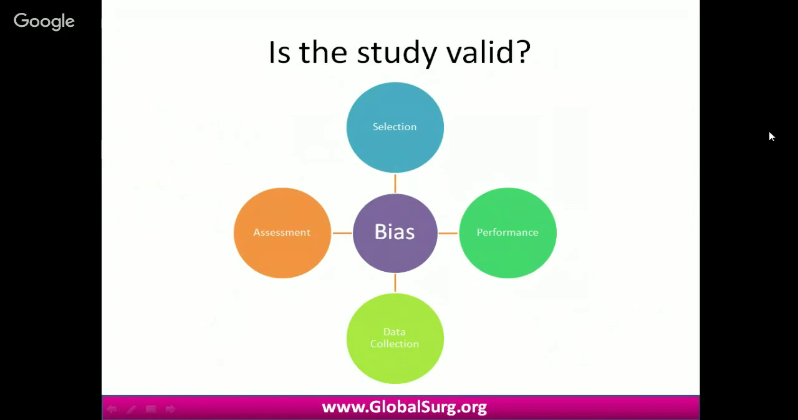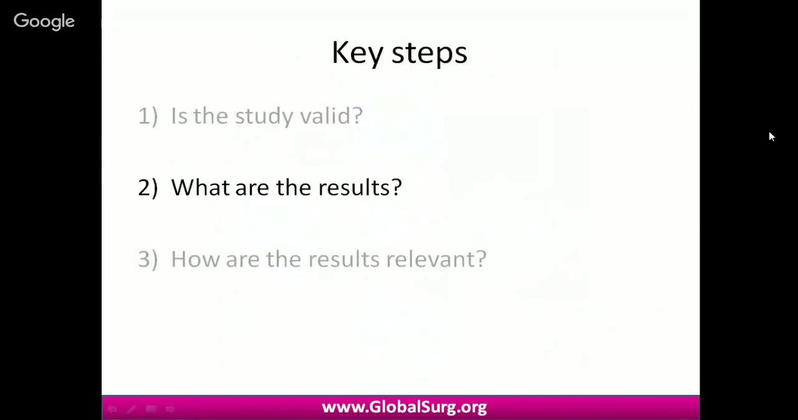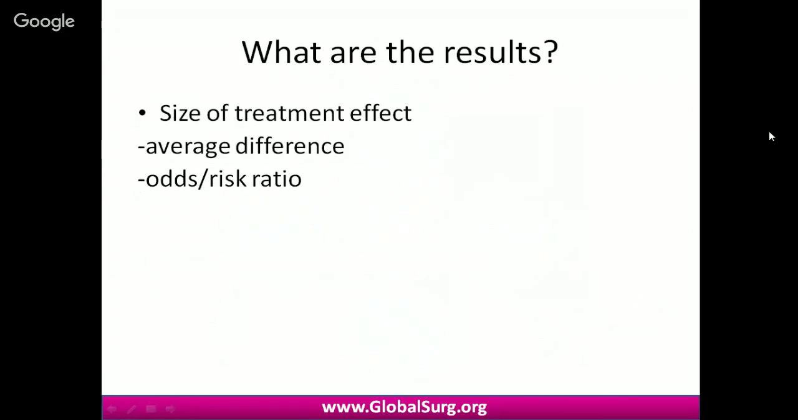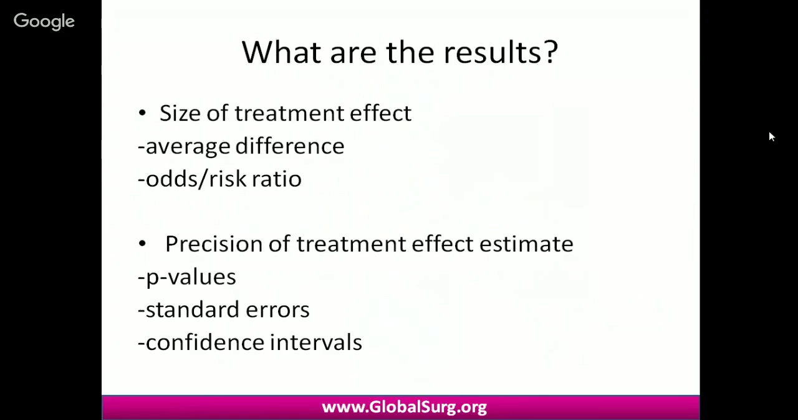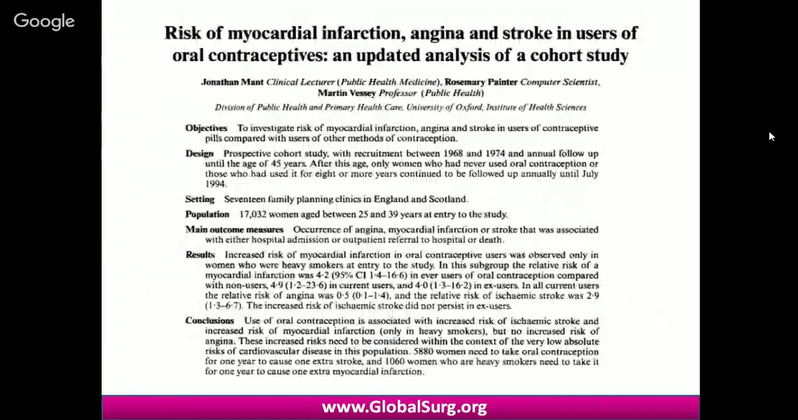The next step would be to see what the results are, and generally you want to look at the size of the treatment effect, the average difference, or this could be in the form of odds or risk ratios. And how precise the treatment effect estimate is in terms of its p-values, how much of that estimate is due to chance, the standard errors, and how confident your treatment effect is to the true value. So here, the study uses risk ratios and confidence intervals to quantify the treatment effect. And overall, they concluded that women were more likely to have MI if they were on the oral contraceptive and were smokers.